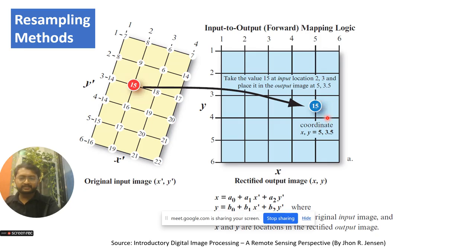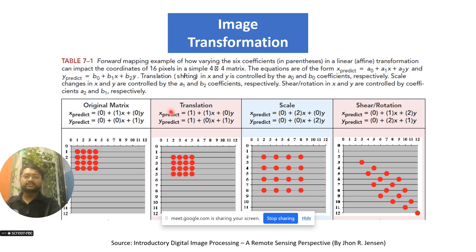Now to decide that, we can impose this grid and this grid, and then after, if it is nearest neighbor, then we'll consider the nearest point. If it is bilinear, then we'll consider the nearest 4 pixels. If it is cubic, then we'll use the nearest 16 pixels. So depending on that, we will do the resampling. Now, this is what I mean by translation, scale, and shear or rotation.